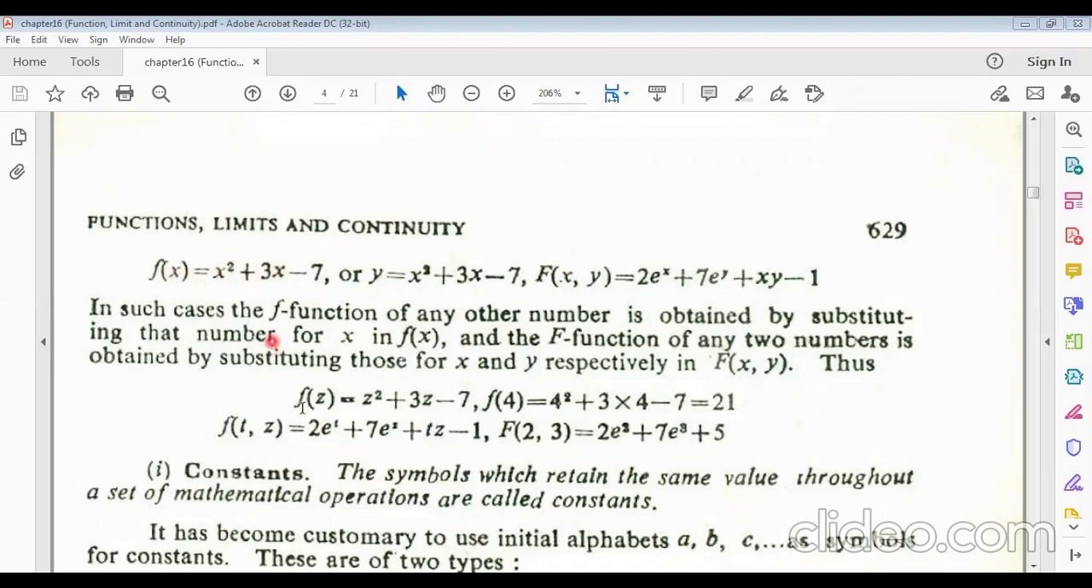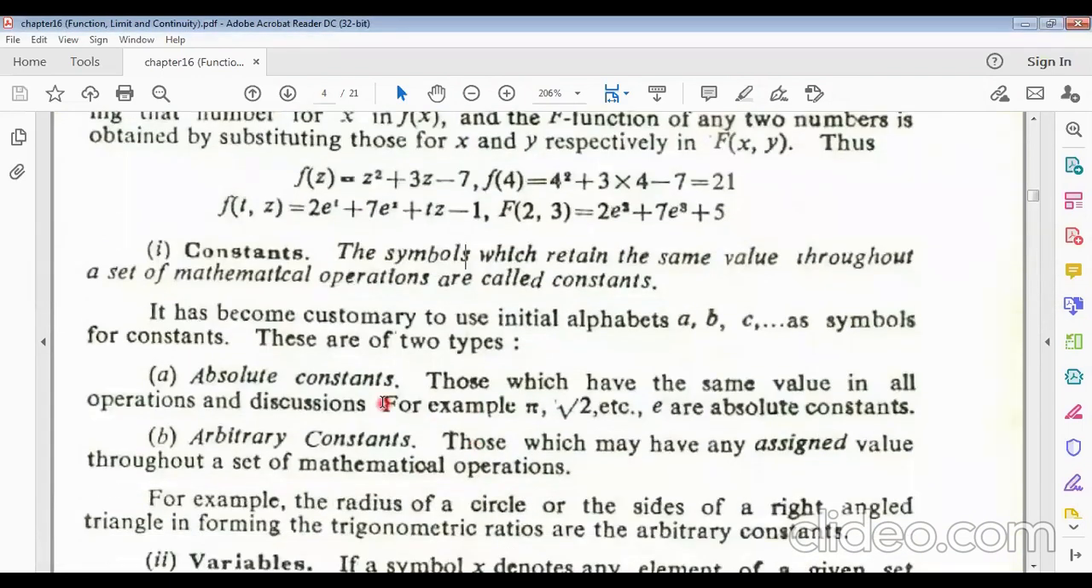Now, what will be the constant? This is the definition of constant: the symbols which retain the same value throughout a set of mathematical operations are called constants. Suppose this 7 is a constant, −7 is a constant, and this 3 is also a constant. If we take any operation, suppose we change x equals 1, x equals 2, x equals 3, but this 3 and −7 will not change for every operation. This is why 3 and −7 are called constants.